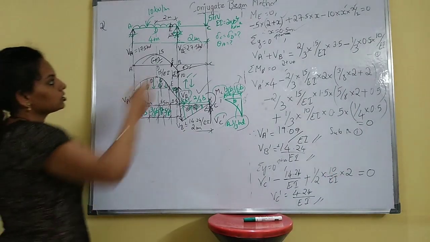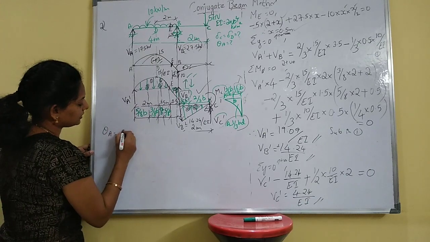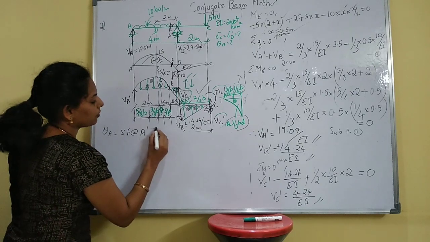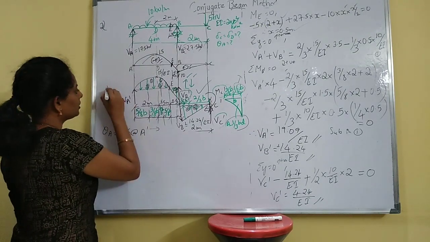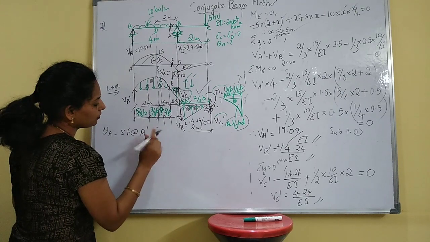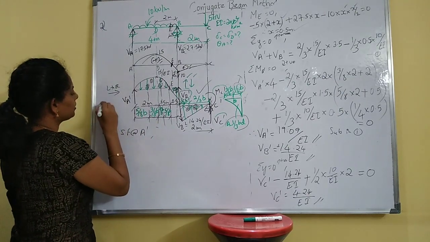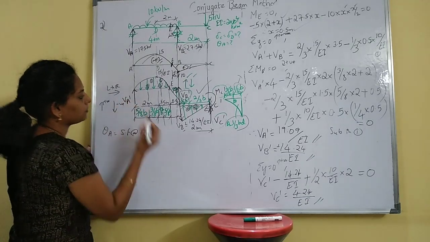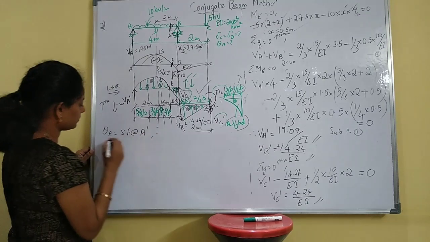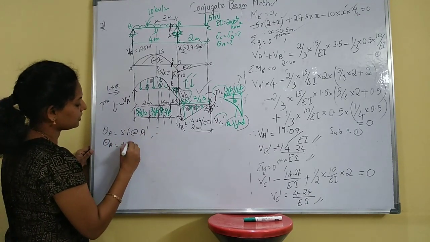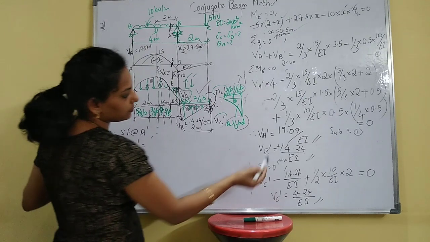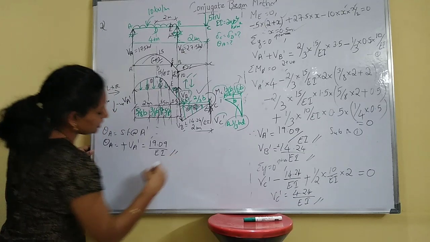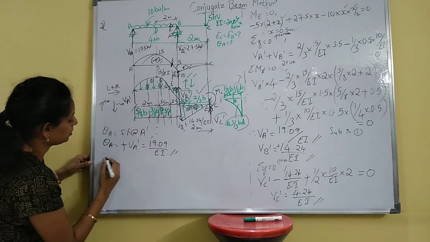So to find out theta A, that is nothing but shear force at A dash. So shear force from here, from this direction, left to right. So you have upward as positive, downward as negative. This is the sign convention. So it is upward, so it will be plus. Theta A is equal to plus VA dash. VA dash value is nothing but 19.09 by EI.